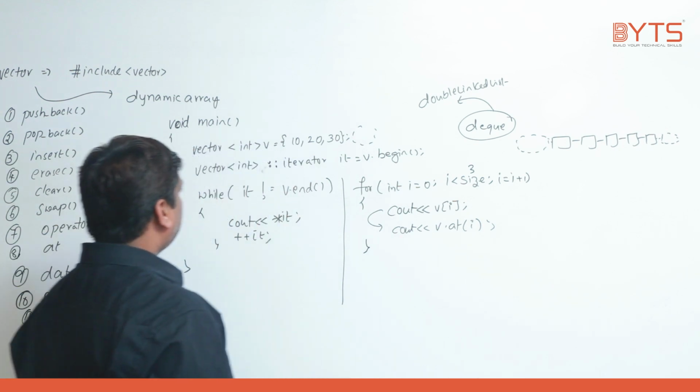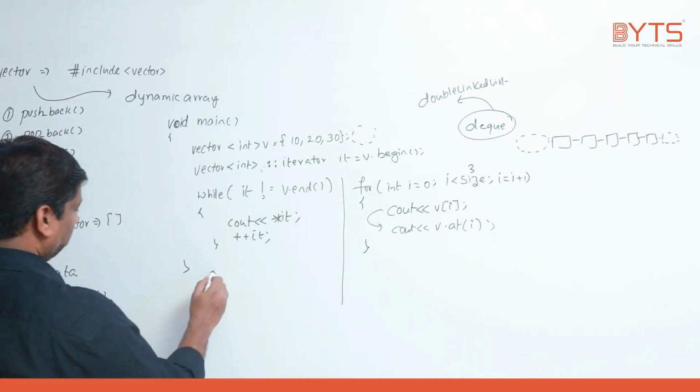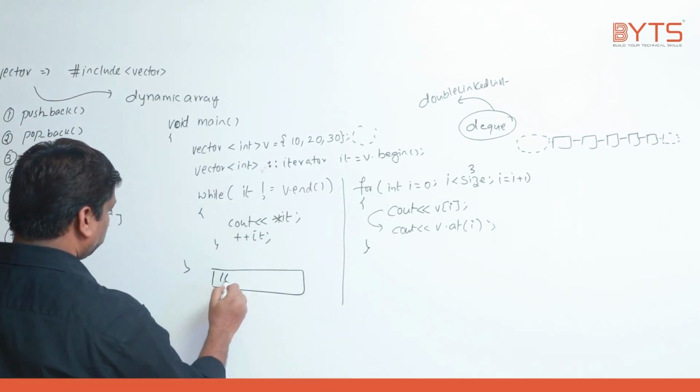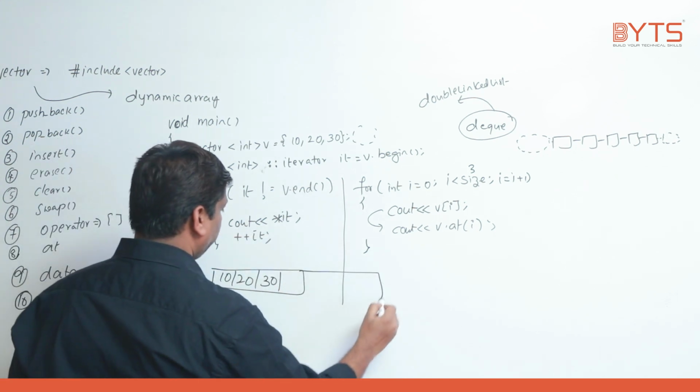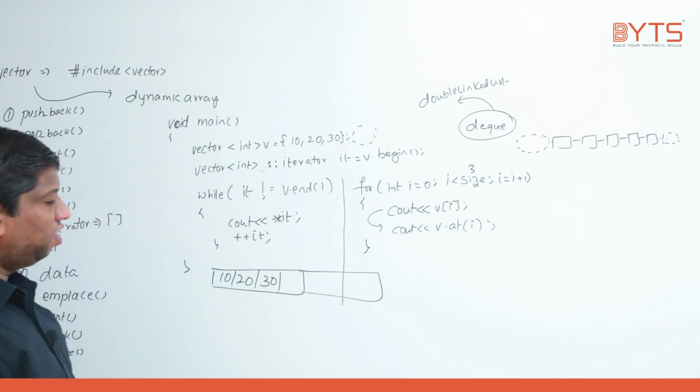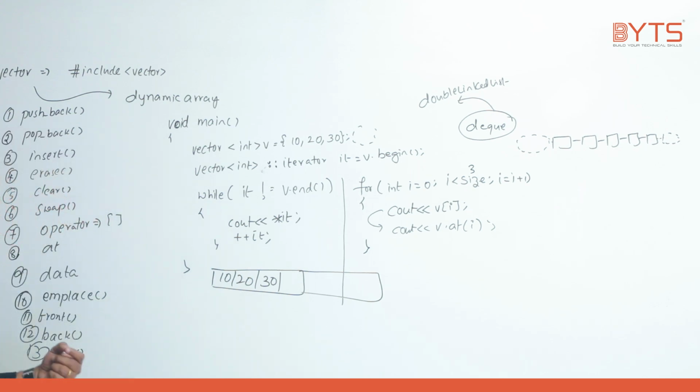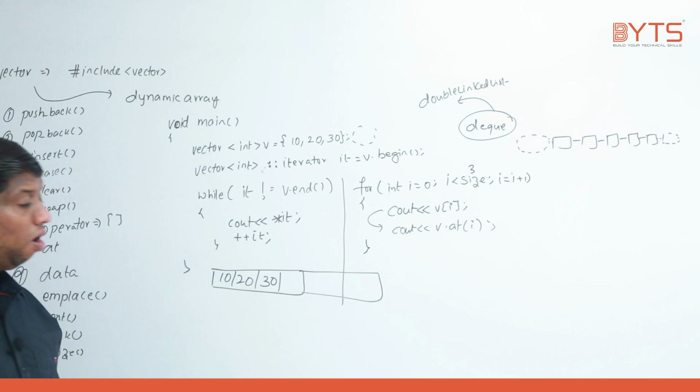But try to understand, in the case of vector, the elements are stored in continuous locations like this. Okay, this is how it is there. Let me explain another thing: there is another function called capacity.